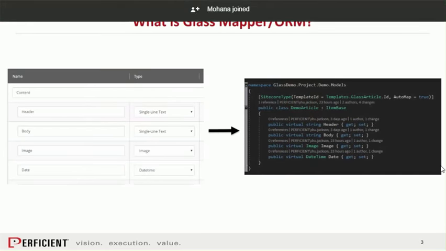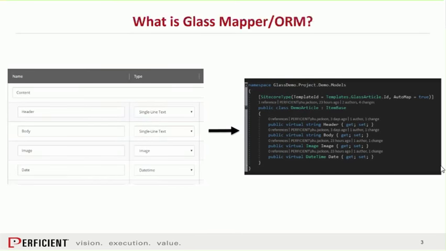So what is Glassmapper? Glassmapper is a Sitecore ORM created by Sitecore MVP Mike Edwards. So what does ORM stand for? ORM stands for Object Relational Mapping. So what does that do for you? It allows you to map two different objects to each other.